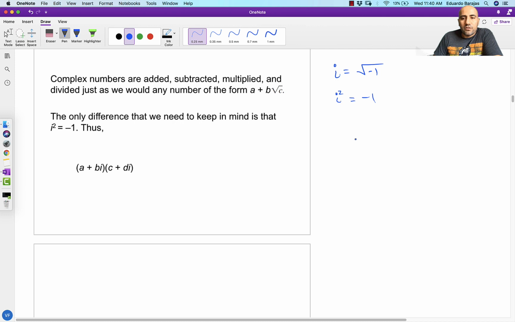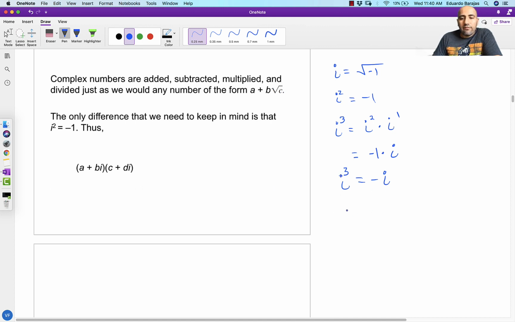Right? That's by definition. What happens if we have i cubed? i cubed is equal to i squared times i to the first power, right? They have the same base. We just add the exponents. That would give us that 3. And then, of course, we know that i squared is -1. So we get -1 times i, or just -i. Right? So we have i cubed is equal to -i.